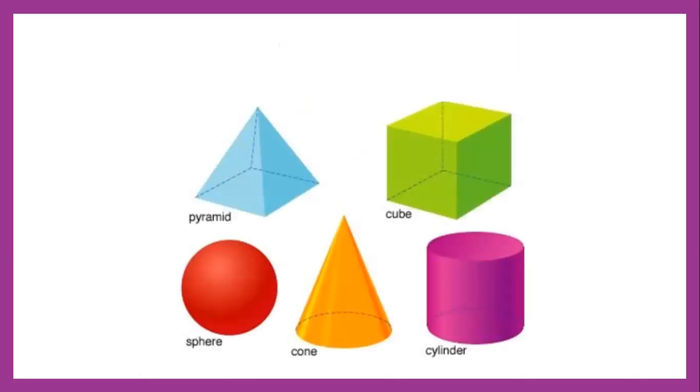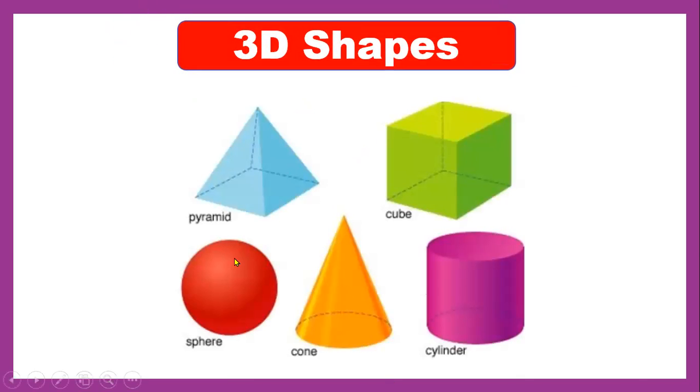Now look, we have more faces about 3D. You can see this pyramid. This pyramid has 5 faces. The first one is on the bottom, 1, 2, 3, and 4 across. So 4 and 1, 5 faces. And how many vertices? 1, 2, 3, 4, and 5. 5 vertices of this pyramid.